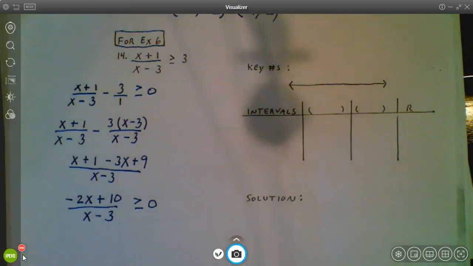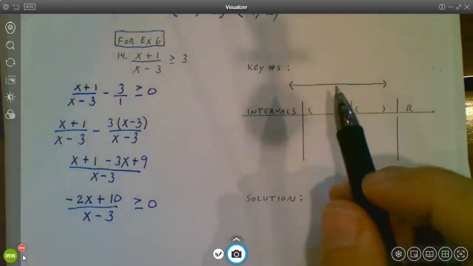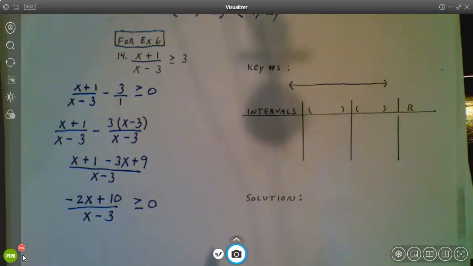Okay, so that was the first thing, just making sure everything is formatted the way that we need it to be before we do the rest of this. And so from here, we need to look at what are the key numbers within this. And remember, the key numbers are all about finding where we could potentially have sign changes. So things like x-intercepts and vertical asymptotes are the two things in a graph that can have a sign change from positive to negative or negative to positive. So that's what we're looking for.